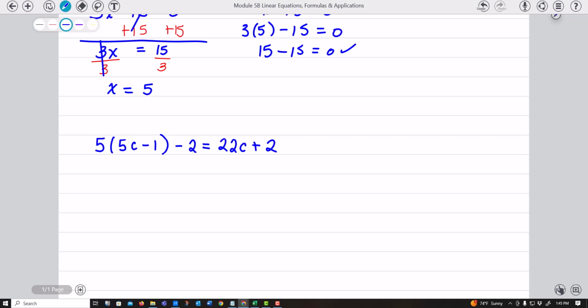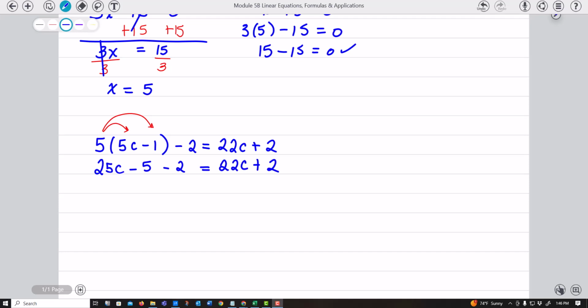So again, I kind of see what's happening here. I probably would distribute this first. Okay, there isn't really a rhyme or reason to the order. You might say, well, why didn't you add 2 to both sides? You could. That's just what I decided to do. So 5 times 5c is 25c. 5 times -1, -5. And I bring the -2 down, and I get 22c plus 2 because I didn't do anything with that piece yet.